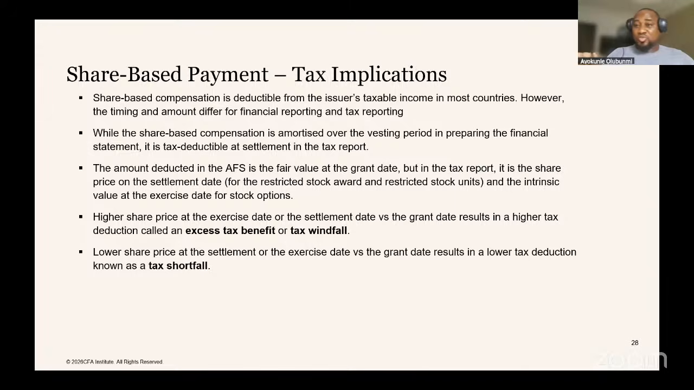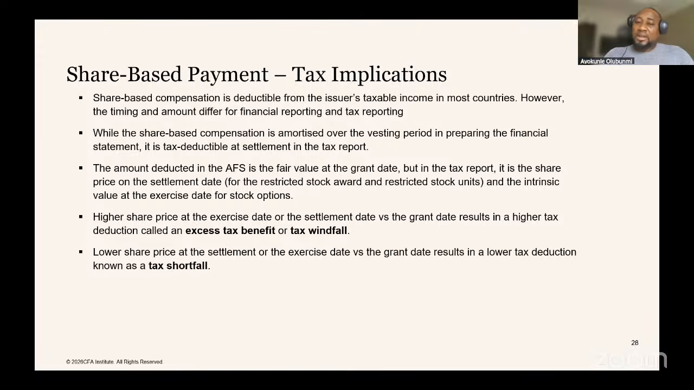So that means that one can lead to a tax windfall or a shortfall. For instance, assuming that the share price on the settlement date is higher, the share-based compensation expense in your tax reports will be higher than what you have in your financial reports. Ultimately, the taxes that you are required to pay will be lower compared to what you have in your income statement. Given that it is your tax report that determines what you have to pay, you get a windfall, or an excess tax benefit, because you won't pay as much as what you've estimated in your income statement.